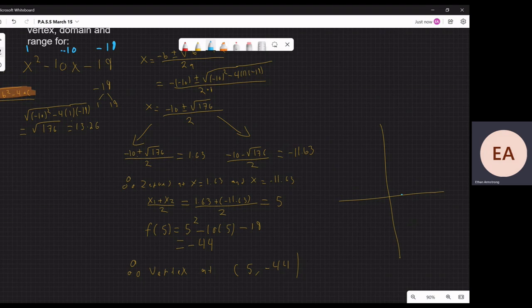To draw our graph, we have an x-intercept at 1.63, so somewhere over here, and another at -11.63, so it'd be over here somewhere. Oh sorry, in our vertex, this was supposed to be a -5, I made a mistake there. Our vertex will be halfway between those points at -5. Well, that's just the x coordinate. So -5, then -44, so it'll be way down here somewhere. Then you just connect the points. Sorry, it's a little bit sloppy. This stylus is not the best, and I'm not the neatest.